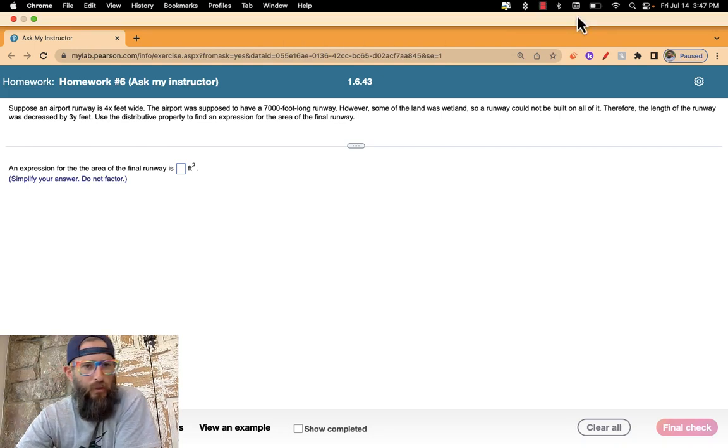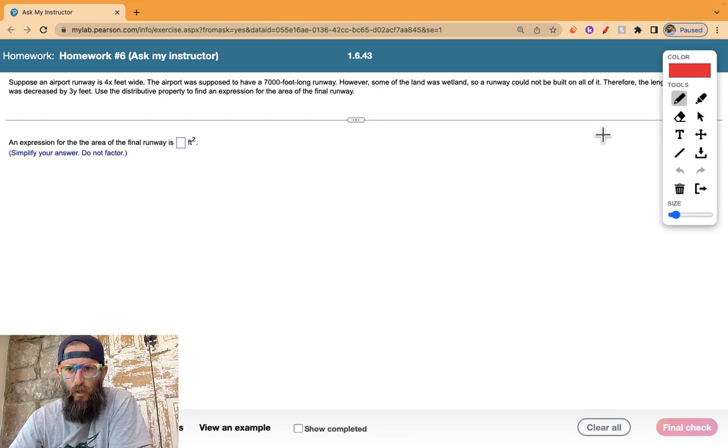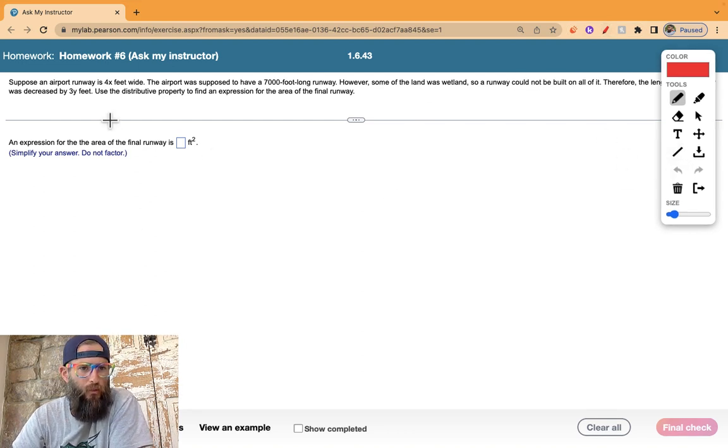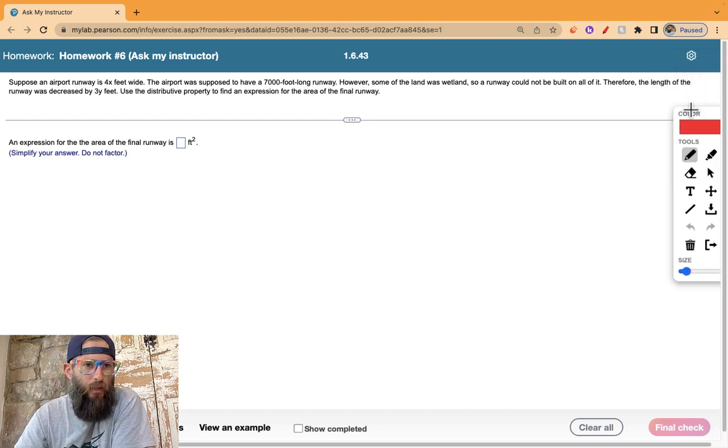All right, so I received this question from one of my students, and I thought it would be helpful to go ahead and draw it out. So we're dealing with, in this context, a runway that is 4x feet wide.